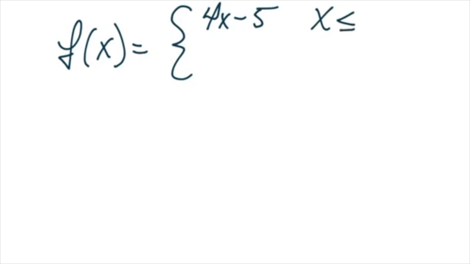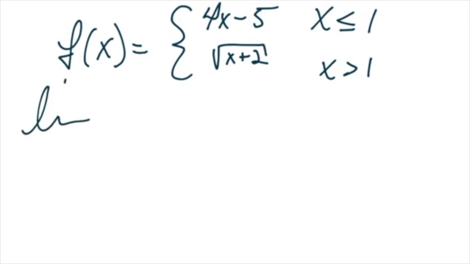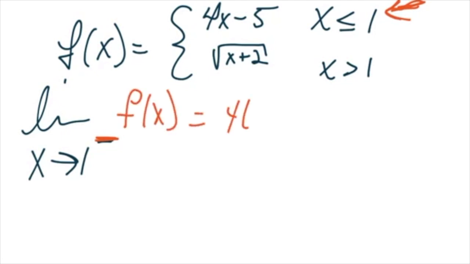So for instance, let's say you have a piecewise function, and you are told that it's 4x minus 5 for x's that are less than or equal to 1, and for x greater than 1, it gives me the square root of x plus 2, whatever that is. And if they ask you for the limit as x goes to 1 from the left-hand side, remember that's coming from the left side. Less than, that negative is coming from the left side of 1. So just plug the 1 in. And when you do that, you get 4 times 1 minus 5, which is negative 1.